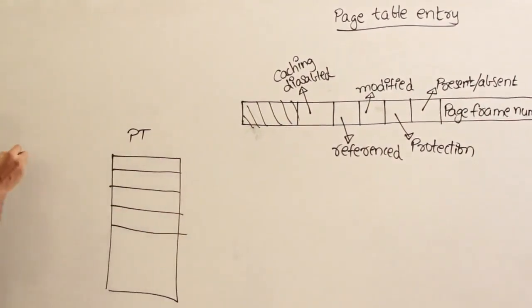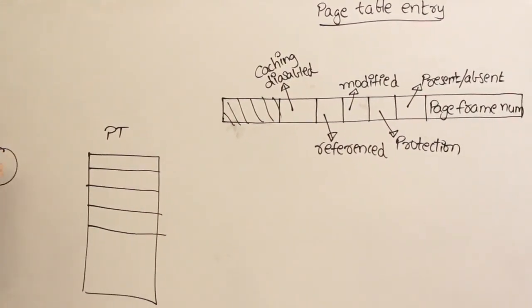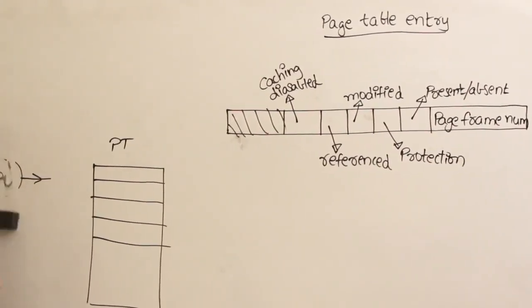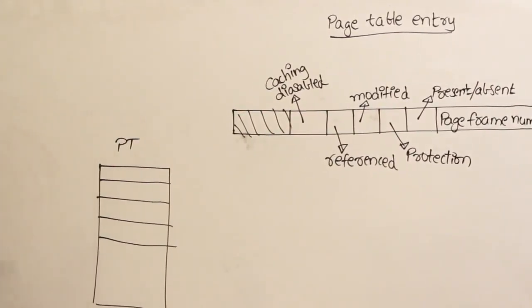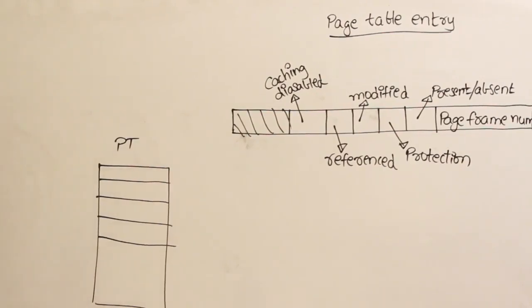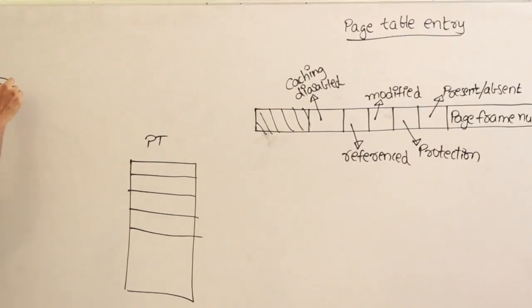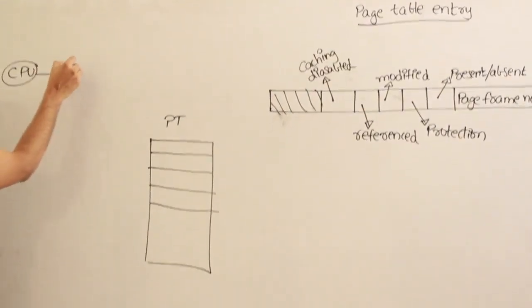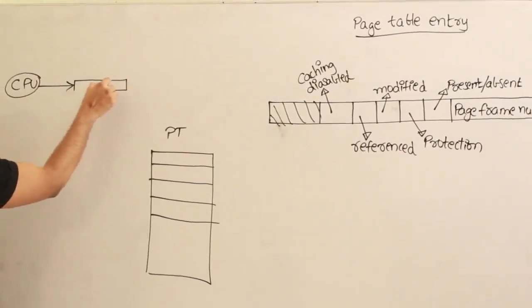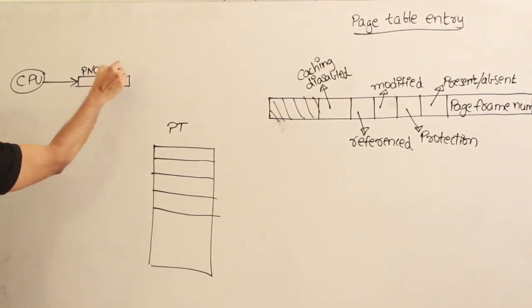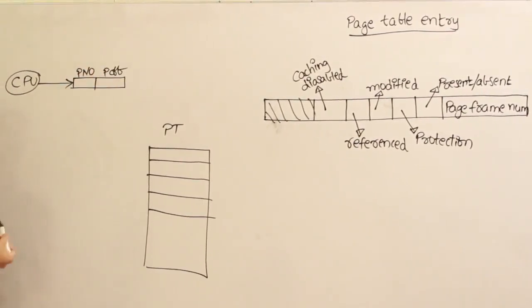Whenever any process is running on the CPU, it will generate the logical address, right? And the logical address will contain two parts. One is the page number and the other is the page offset, right?